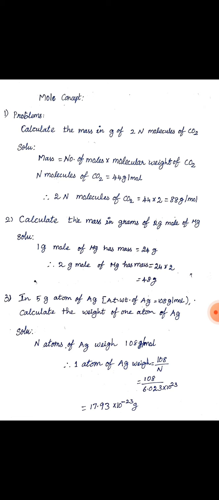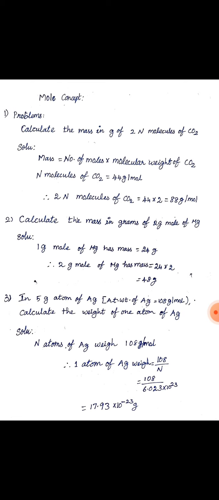Now you have to find out 2N molecules of CO2. How will you calculate? It is easy only. Just multiply with 2. 44 into 2, you will be getting 88 gram per mole. That's all. It is the easiest problem. In NEET, you will be expecting easy problems only. Sometimes in the mole concept, they may ask some different questions.